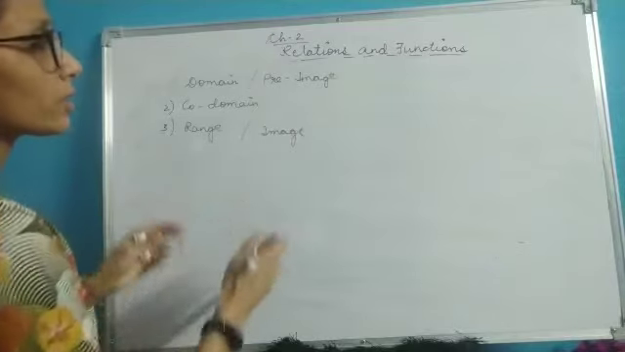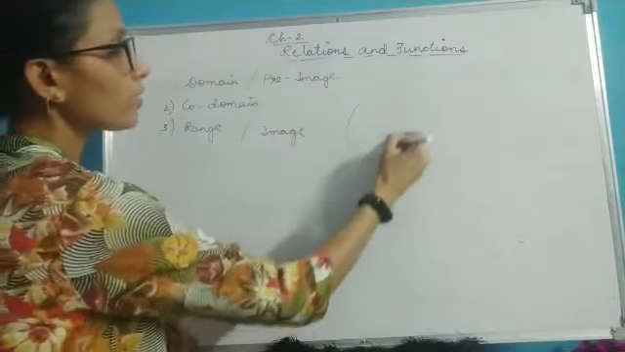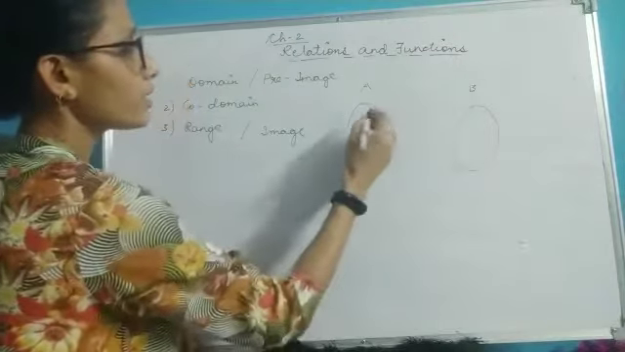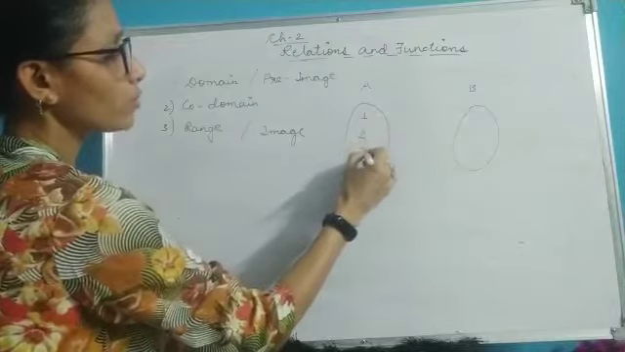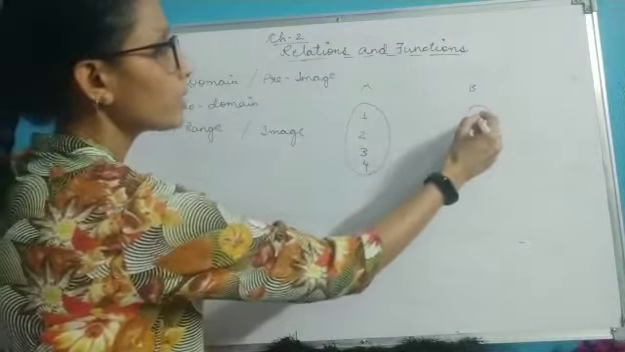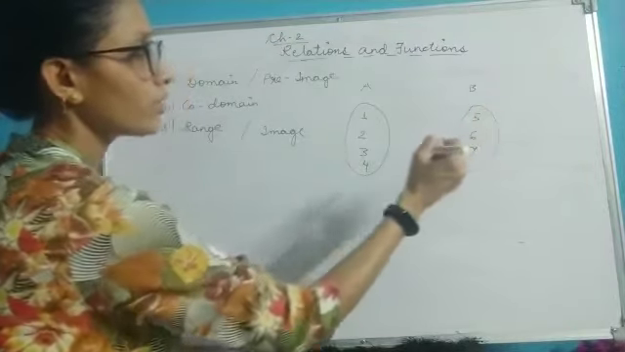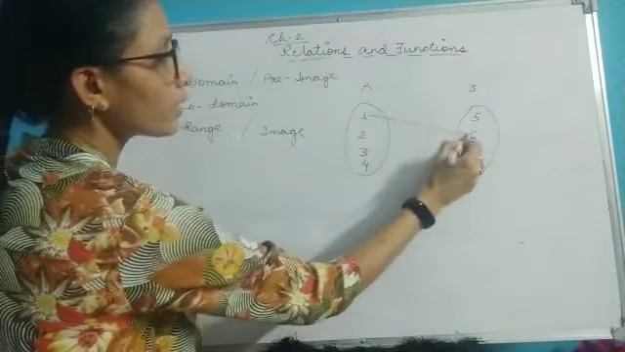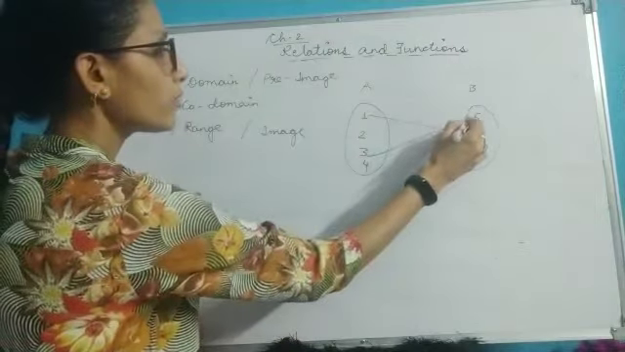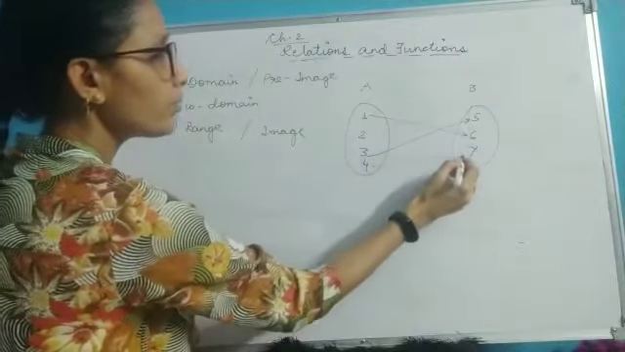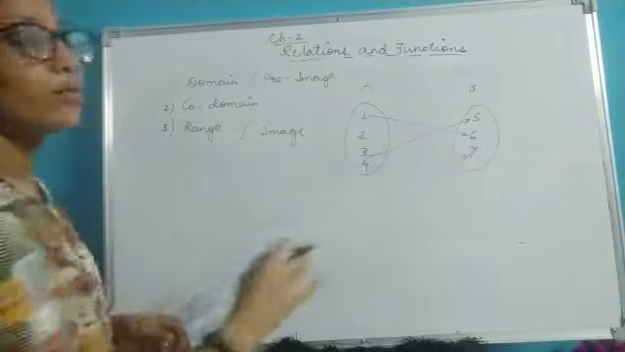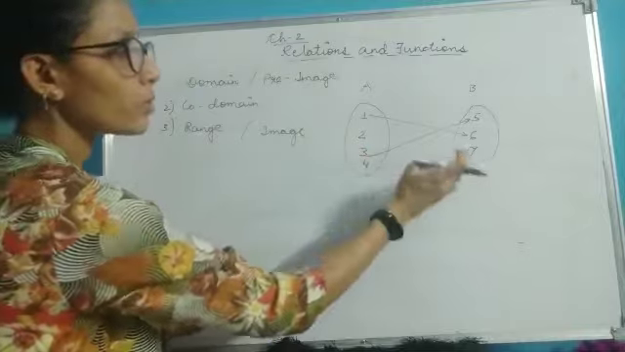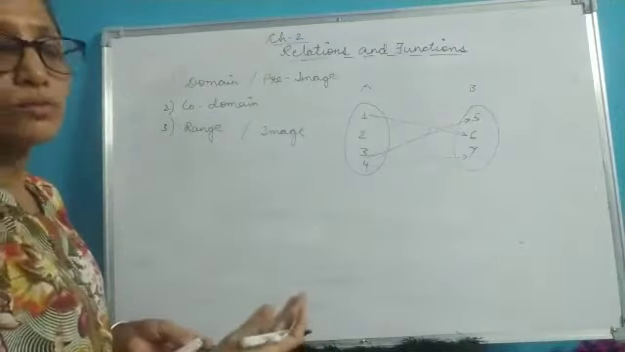Now what are these? Children, if you have two sets, say A and another set B, and say this A contains elements 1, 2, 3, 4 and B contains, say, 5, 6, 7, and now if I say 1 is linked up with 6, 3 is linked up with 5, 4 is linked up with 7. So that means they are forming a relation. Set A's elements are in relationship with elements of set B.